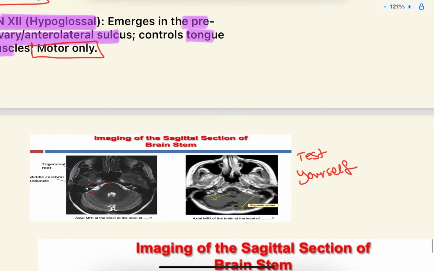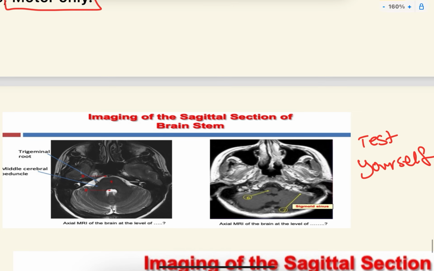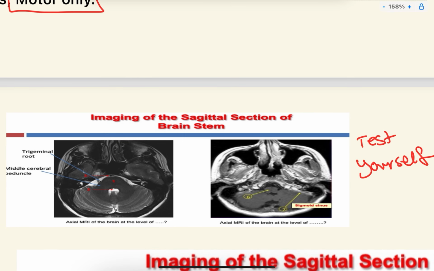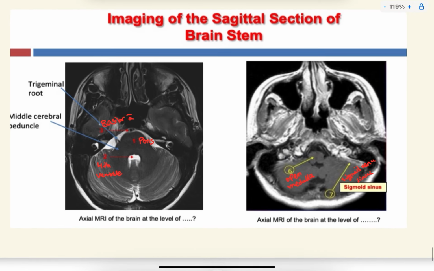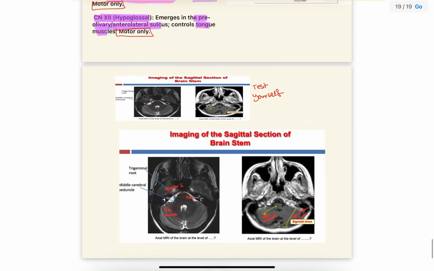Now, test yourself. Pause the video and try to test yourself with this picture. Okay, right now I'll solve it with you. What can we see here? How did we know that this is an open medulla? This is the open medulla because we saw the fourth ventricle, right? And here I have the sigmoid venous sinus. So again, the open medulla.